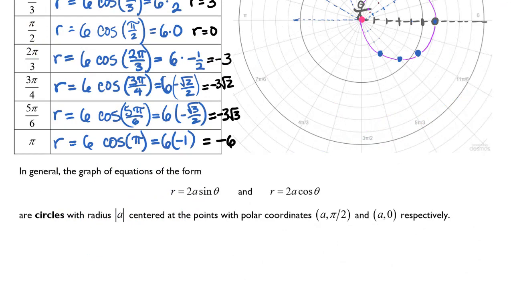In general, the graphs of equations of the form r equals 2a sine theta and r equals 2a cosine theta are circles with radius absolute value of a, centered at the points with polar coordinates a, pi over 2 and a, 0 respectively.